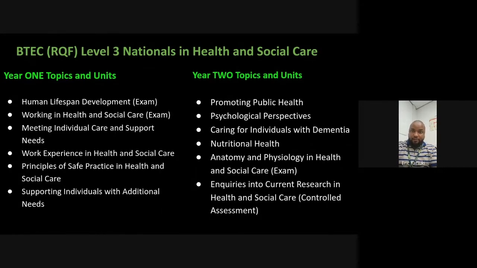And then you have psychology, which gives you another very important aspect of learning how to behave or what to expect when people are behaving in a certain way. So it's a really, really important one. Caring for individuals with dementia, again, we thought that is really important for you because not so many people know about dementia. You might be a specialist in dementia. So starting off at level 3 will be very, very important. Nutrition, again, very important. Anatomy and physiology, you need to know how the body works.